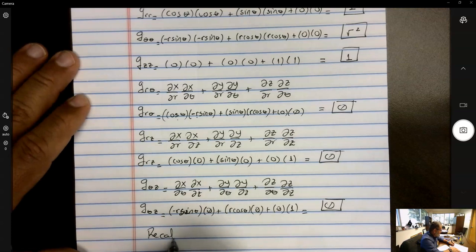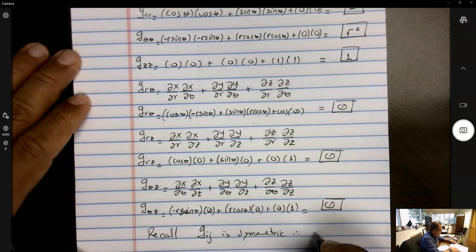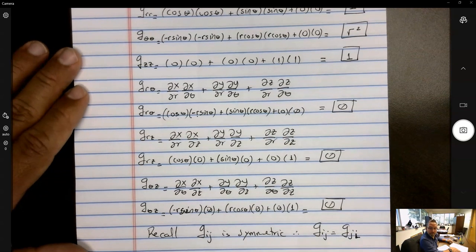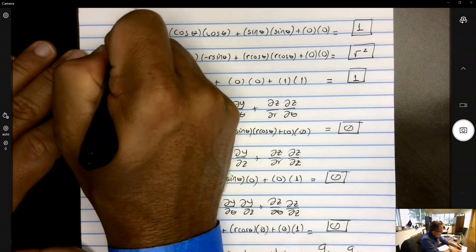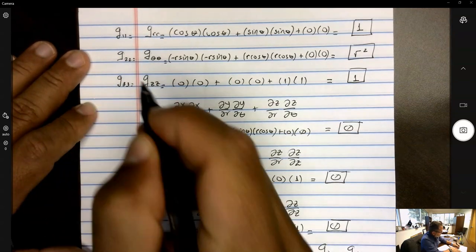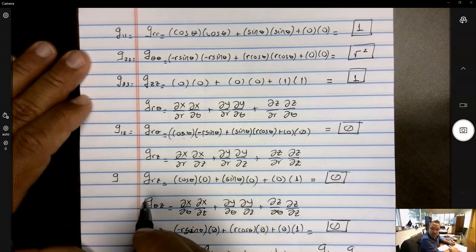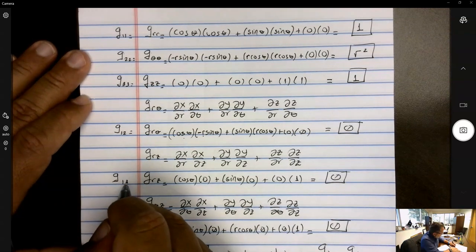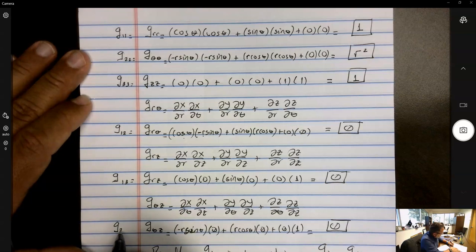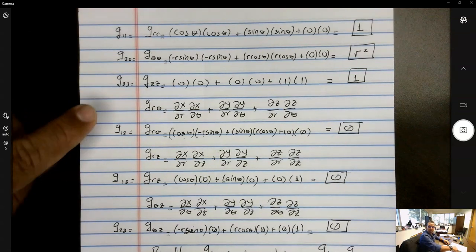So as expected, as you can see, the off-diagonal terms are all 0. Recall, g_ij is symmetric. That means that g_ij is always equal to g_ji. Okay. Now remember, this is g11. This is g22. This is g33 in the tensor. This one right here is g12. This one right here is g13. And this one right here is g23, which is exactly the same as g32. This one is g31 and this one is g21 because the tensor is symmetric.